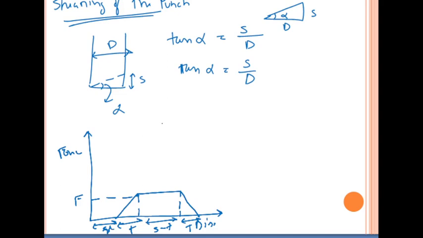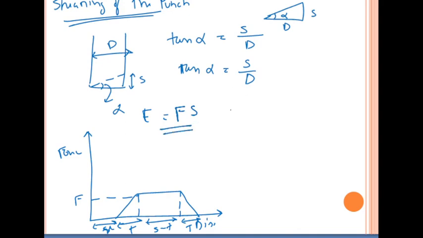Okay, so we can see the total energy that is required. Let me correct one thing. Here the force required for the punching operation will reduce, but the energy required will remain the same. The energy required will be E is equal to F s.